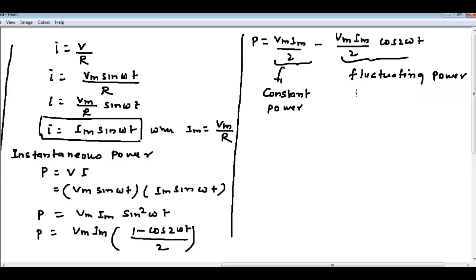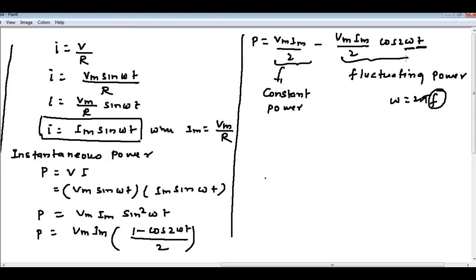The angular frequency is omega, and omega is equal to 2 pi f. So if you change the frequency, the time period will change, so this power will fluctuate. That's why it's called fluctuating power. Any doubt till here?